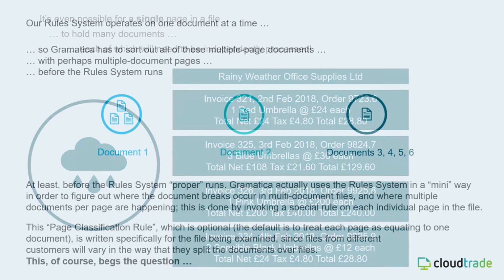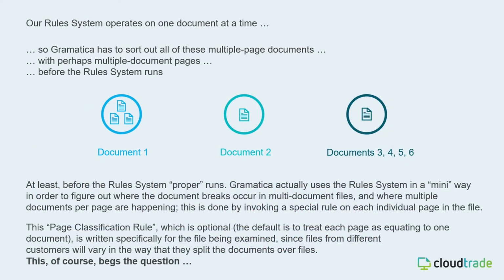Our rule system operates on one document at a time, so Grammaria has to sort out all of these multiple page documents with perhaps multiple document pages before the rule system starts. At least before the rule system proper starts, Grammaria actually uses the rule system in a sort of mini way to try to figure out where the document page breaks occur in multi-document files, and where multiple documents per page are happening. And that's all done by invoking special rules on each individual page.